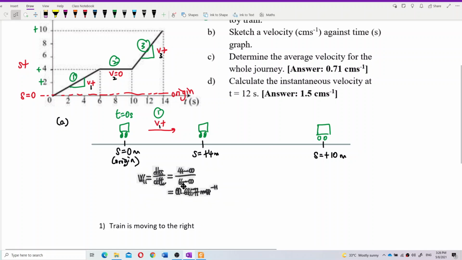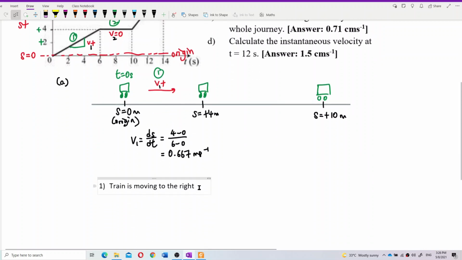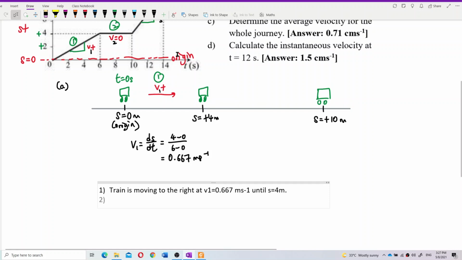Next, we can say the train is moving to the right at v1, v1 equal to 0.667 meter per second, moving to the right at this speed until s equal to 4 meter. Moving until 4 meter.